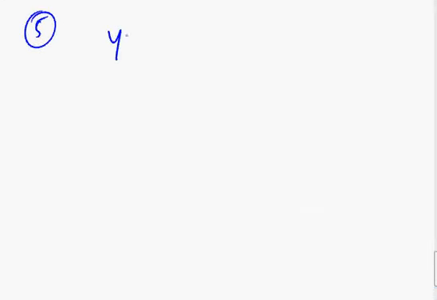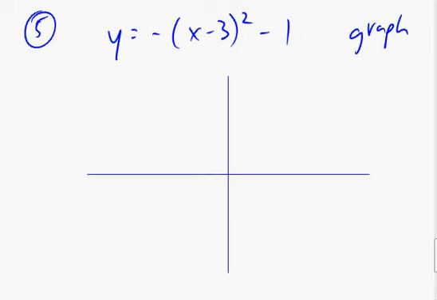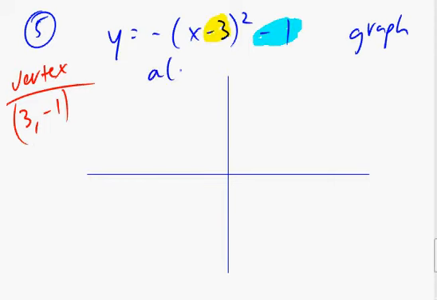Number 5, y equals negative x minus 3 squared minus 1. You have to graph this. This should go fast because it's in vertex form, not standard form, right? Okay, what's the vertex, Nick? Yes. It's the opposite of this, and it's the same as this, right? All right, so all I got to do is graph this. 3, negative 1. That's there.